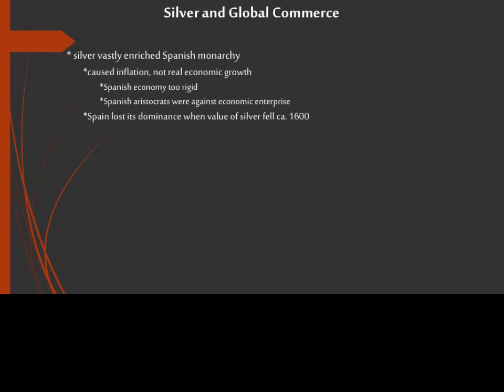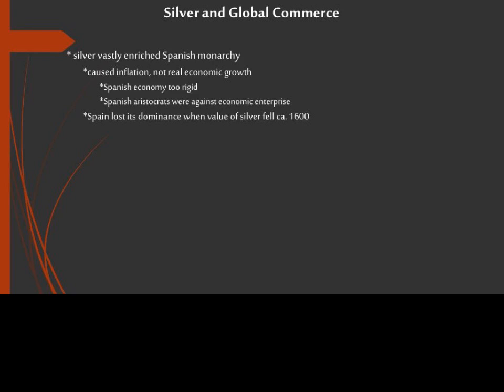But silver, nonetheless, vastly enriched the Spanish monarchy. That actually caused inflation because it wasn't real economic growth in Spain. The Spanish economy had traditionally been so rigid, and those Spanish aristocrats were against a big economic enterprise. And so Spain lost its dominance when the value of silver fell around 1600.